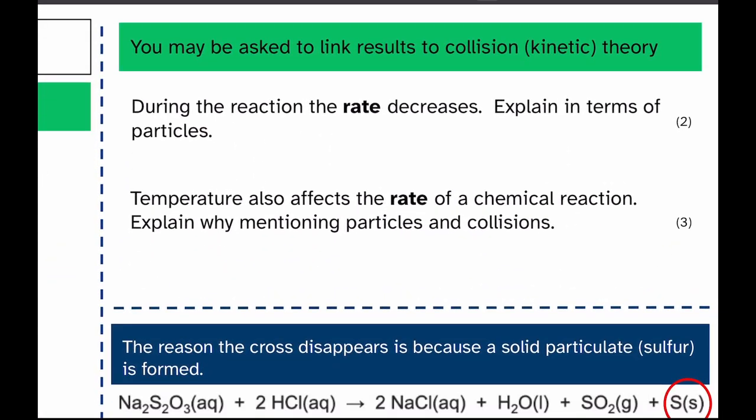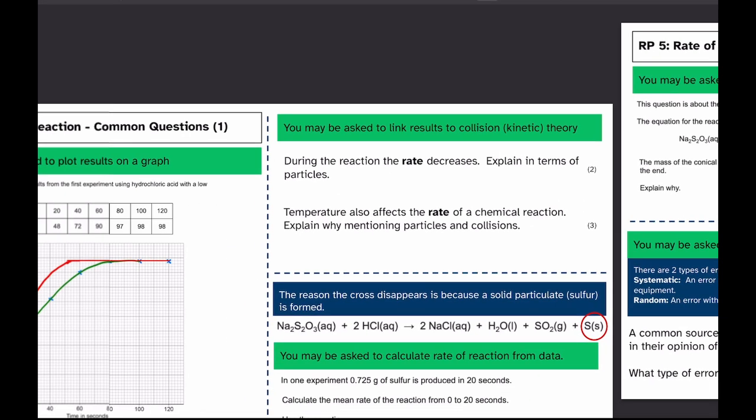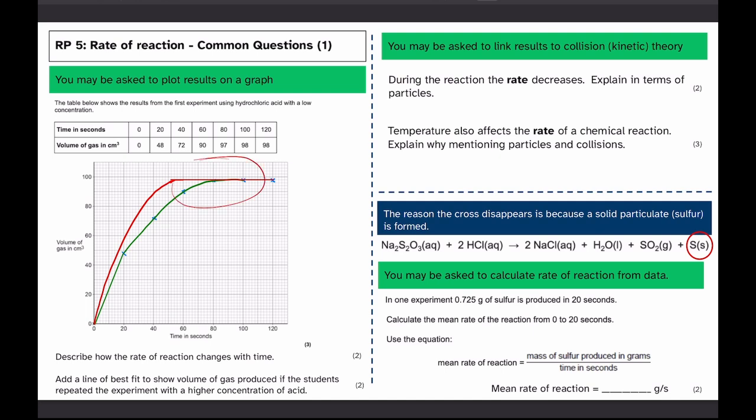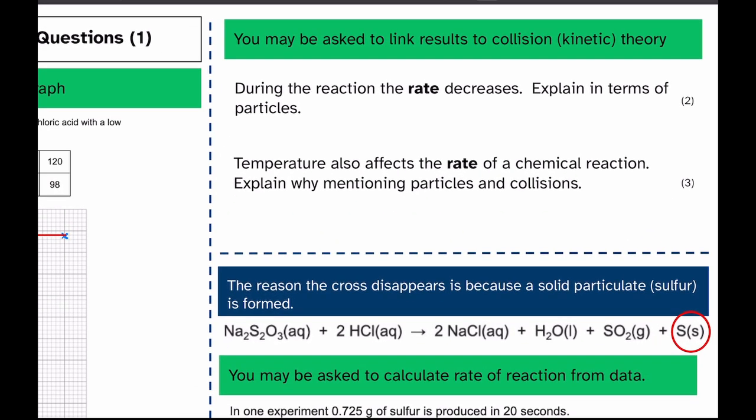Okay, again, I've talked about this one. Really common that you are going to be asked to link it to kinetic theory. So you're going to have to explain using collisions between particles why, during the reaction, the rate decreases. Explain in terms of particles. So that's what I've said. The rate is decreasing. So in terms of particles, why is that the case?